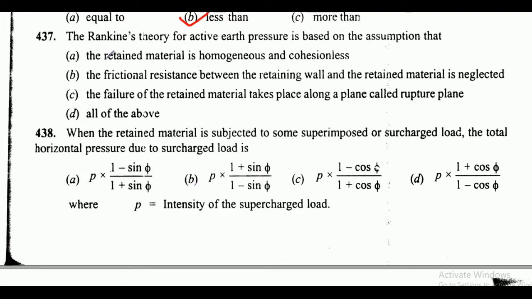Next is the Rankine's theory for active earth pressure is based on the assumption that, here option A is the retained material is homogeneous and cohesionless. Option B is the frictional resistance between the retaining wall and the retained material is neglected. Option C is the failure of the retained material takes place along a plane called rupture plane. Option D is all of the above. Here the correct answer is option D, that is all of the above.